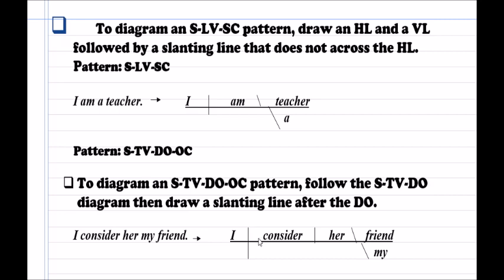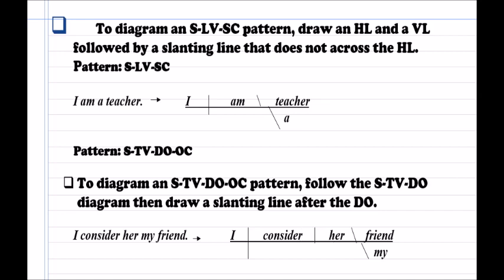You have to put I, or the subject, here on the left side and the predicate, which is consider, on the right side, along with her my friend. Now put a vertical line to divide the subject and the predicate, as we discussed in the S, TV, DO diagram. You have to put another vertical line that does not go through the horizontal line to divide the verb and the direct object, which is her.